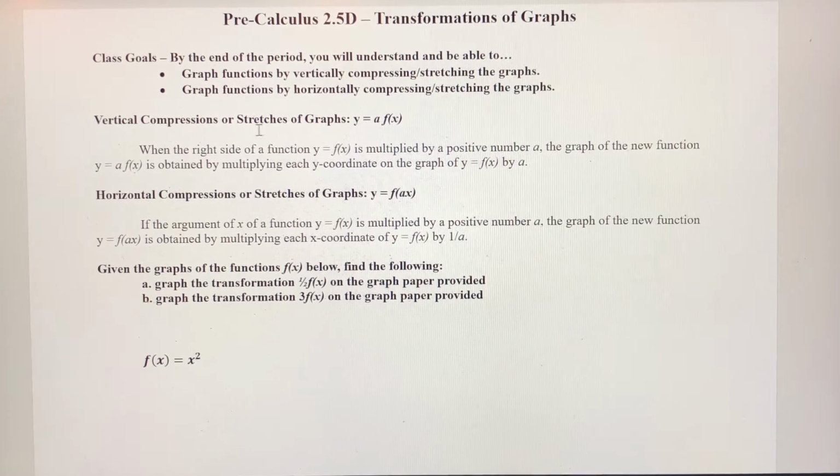So with vertical compressions or stretches, what we're doing is we're taking a function like f of x equals x squared, and we're going to multiply that entire function by some coefficient a, okay? When that happens, the graph of the new function is going to be obtained by multiplying each y-coordinate from the original function, on the graph of y equals f of x, by that coefficient a, okay?